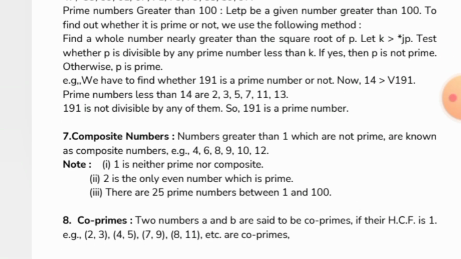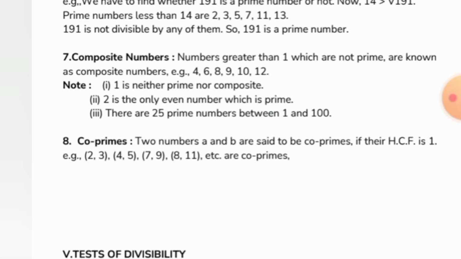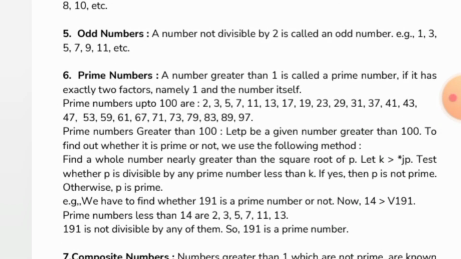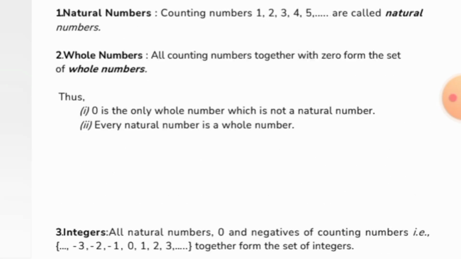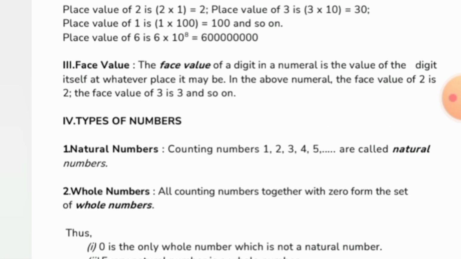Composite numbers. Composite numbers are greater than 1 and a composite number should have a minimum of 3 factors. The composite numbers are 4, 6, 8, 9, 10, 12. Co-primes. Two numbers A and B are said to be co-primes if their HCF is 1. So I have just gone through the PDF, now let me turn to my handwritten notes.